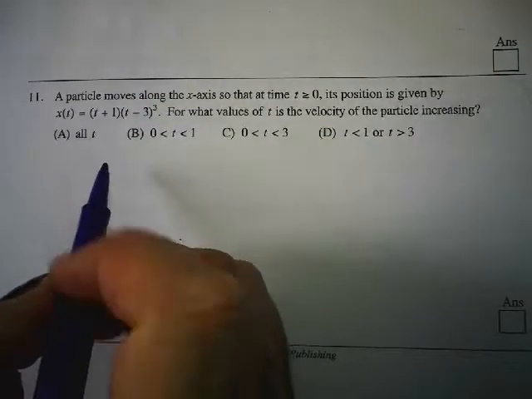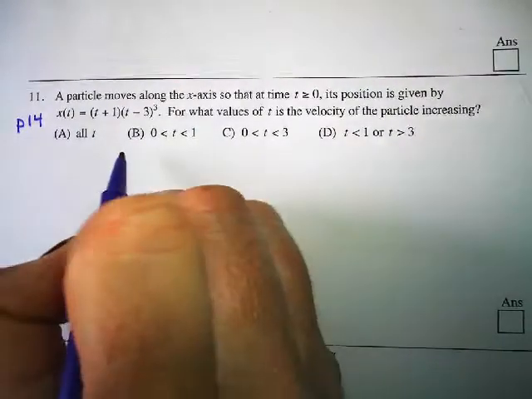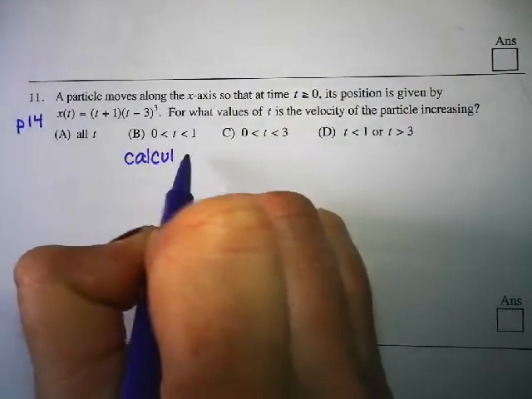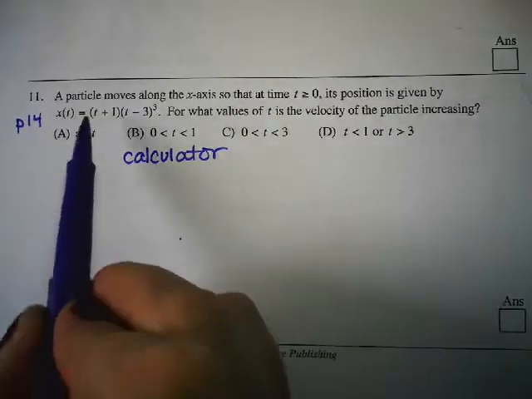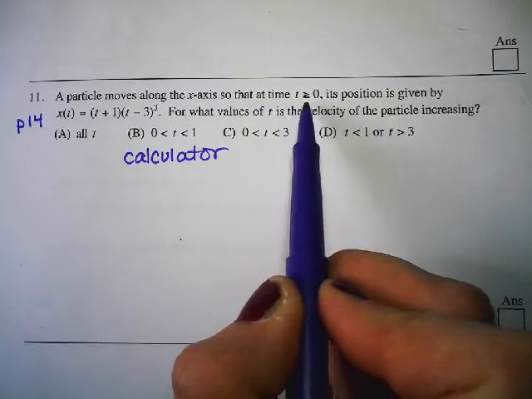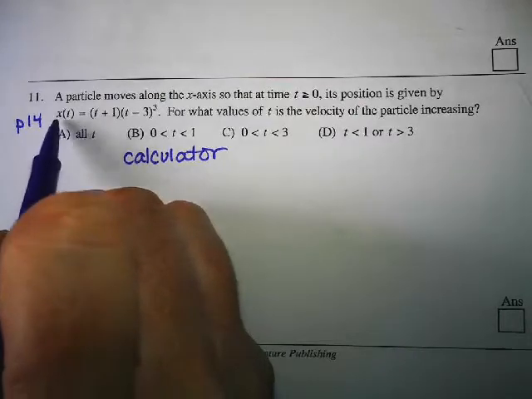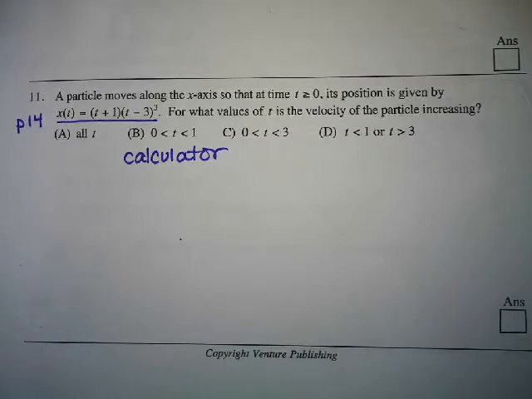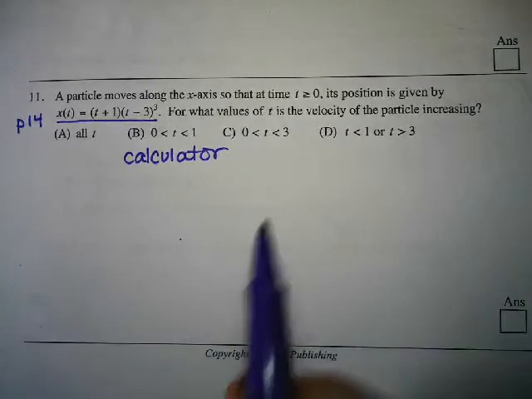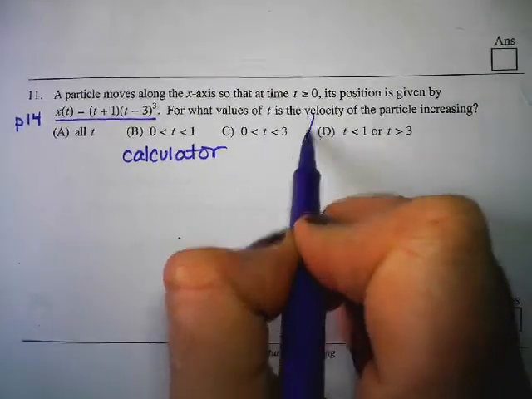Okay, this problem right here is on page 14, number 11, and this one we are allowed to use our calculator. So I'm not sure if you realized that when you started, but you get to use your calculator. And it says a particle moves along the x-axis so that at time t greater than or equal to 0, the position is given as this. So since I'm allowed to use my calculator, I would go into my calculator and type in that position function into y1. And then it says, find for what values of t is the velocity increasing.